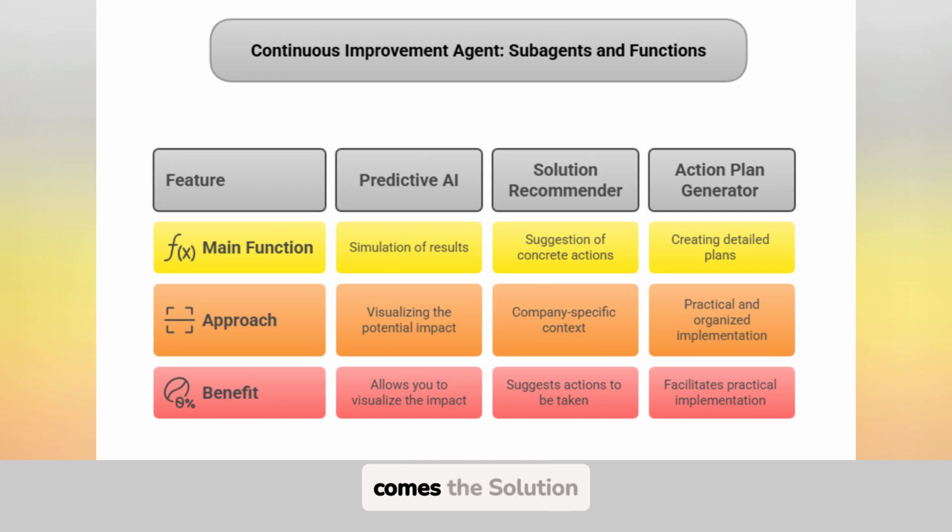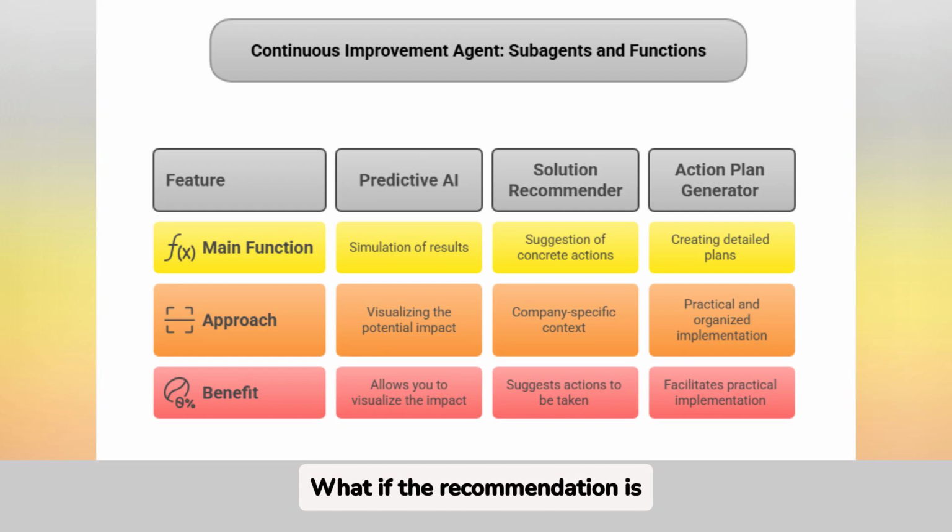Exactly. Then comes the solution recommender. It doesn't just detect that something can be improved, it suggests how. It can suggest automating a task, redesigning a part of the process, changing an assignment criterion, or even integrating a new technological tool. And it does so based on your company's context, your resources, and your strategic objectives. It doesn't offer the same thing to everyone. Each recommendation is personalized and feasible.